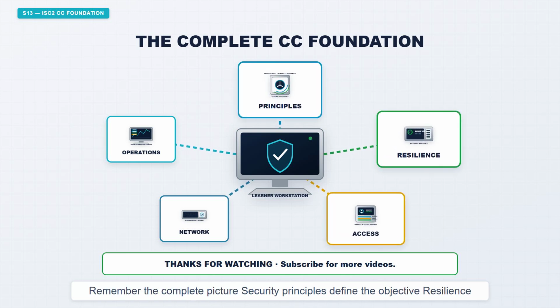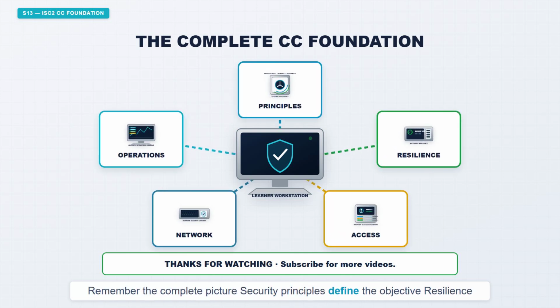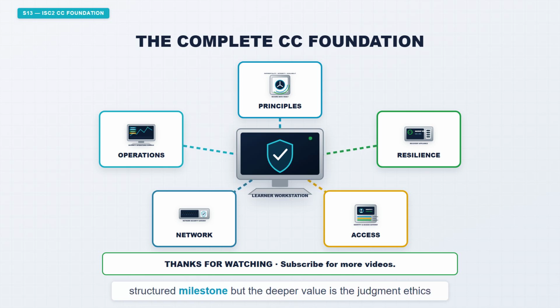Remember the complete picture. Security principles define the objective. Resilience prepares for disruption. Access controls govern permission. Network security protects communication. Security operations sustain protection every day. Use the official outline, study actively, practice only with authorization, and verify current exam requirements directly with ISC2. CC can be your first structured milestone, but the deeper value is the judgment, ethics, and learning discipline you build while preparing.